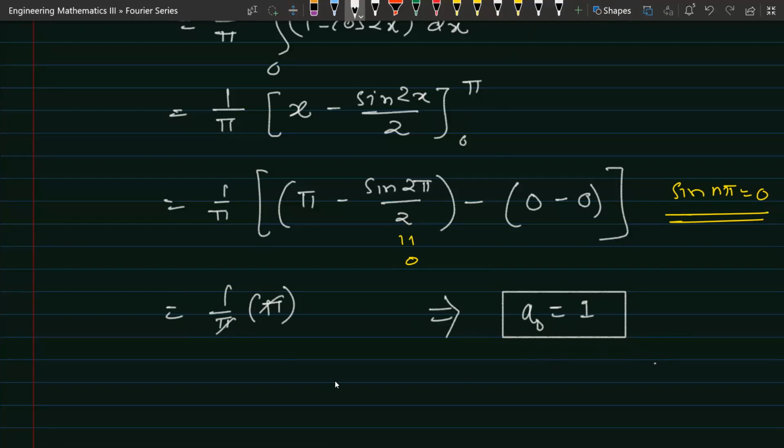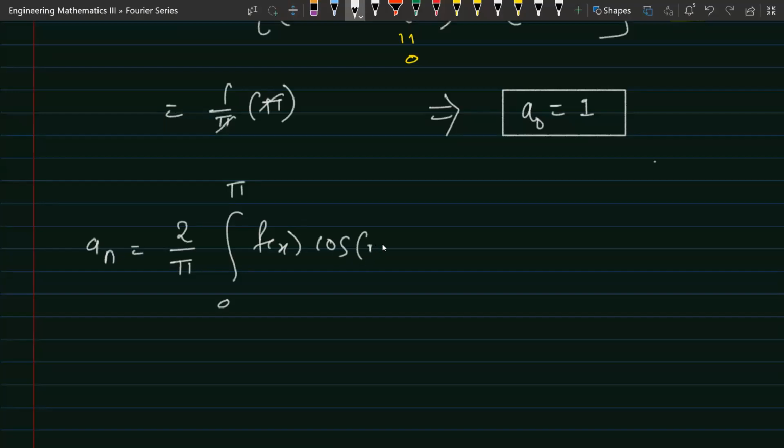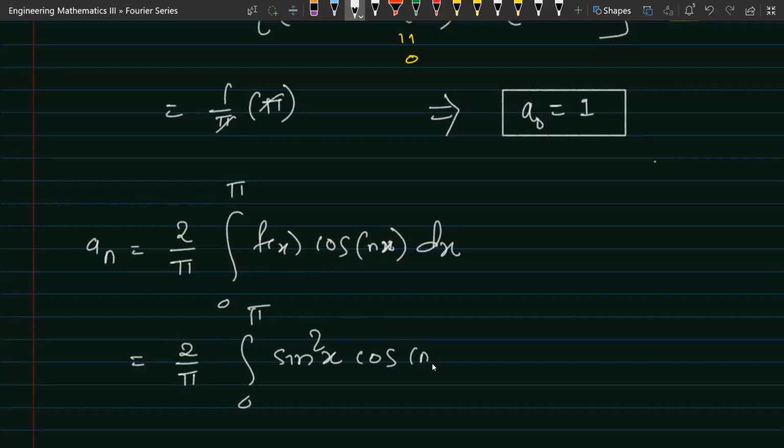Now let us find out an. What is the formula for an? An is equal to again 2 upon pi, integration 0 to pi f(x) into cos of nx dx. Correct? Yes, sir. Instead of L, we have taken pi. So this is 2 upon pi, integration 0 to pi. Replace f(x); it is simply sine square x. Sine square x, and this is cos of nx dx.